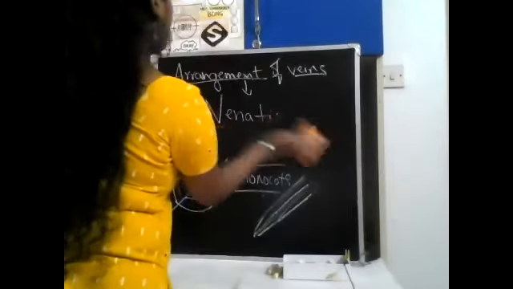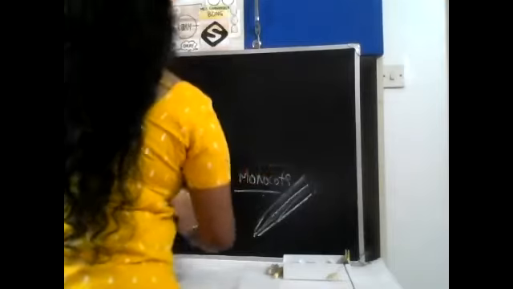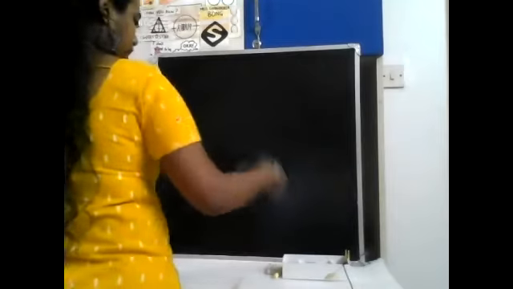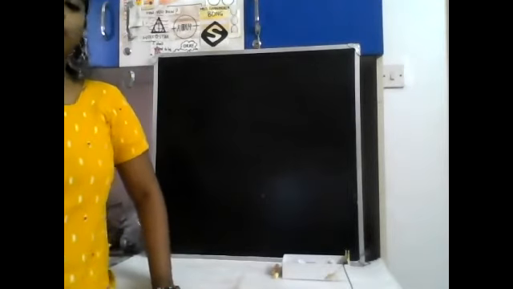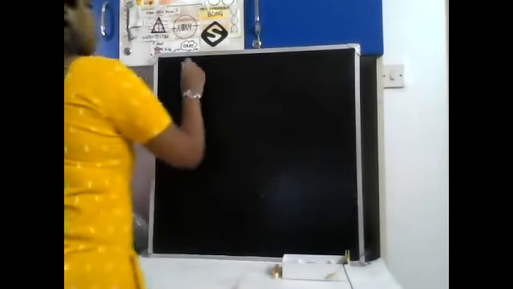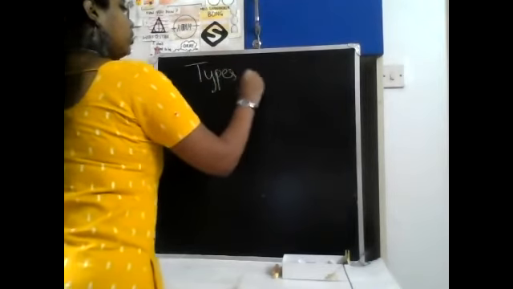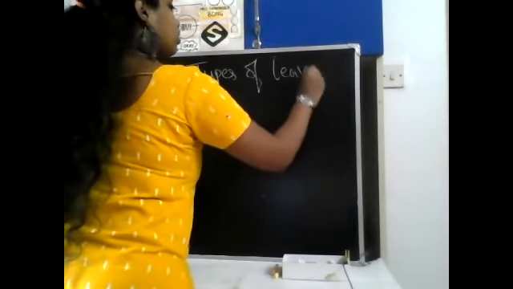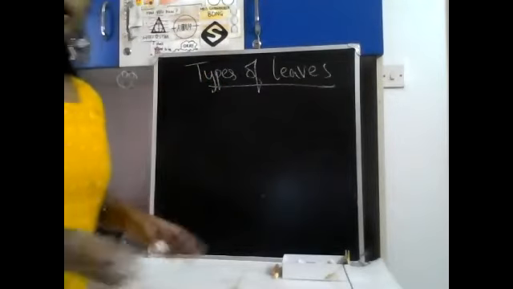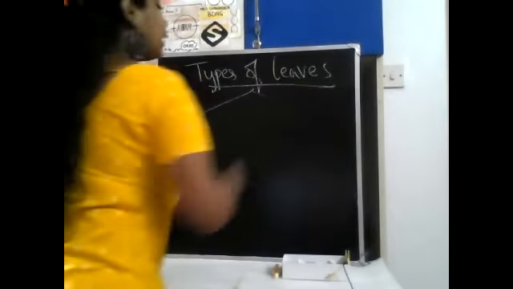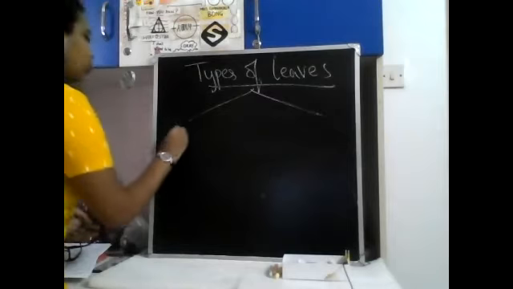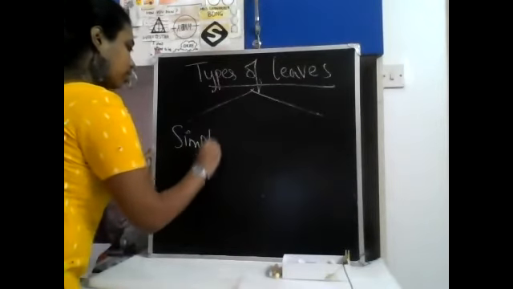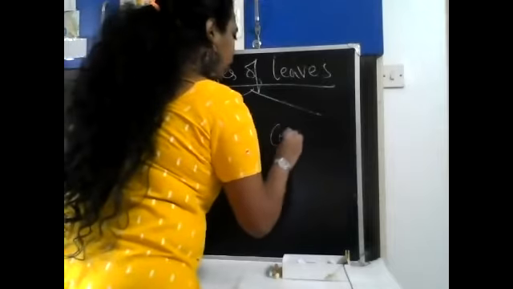Okay, so next, what we will look at is types of leaves. Now, this is actually fun because we will mostly be just drawing, and that is how you will learn to differentiate between types of leaves. Let's look at the broad classification. Broadly speaking, we have two different types of leaves. First type is you have simple leaves and you have compound leaves.